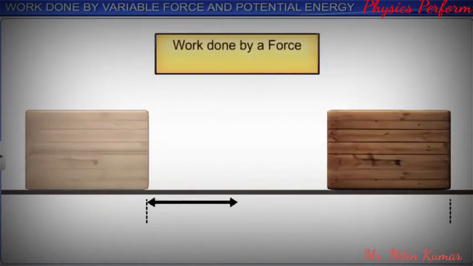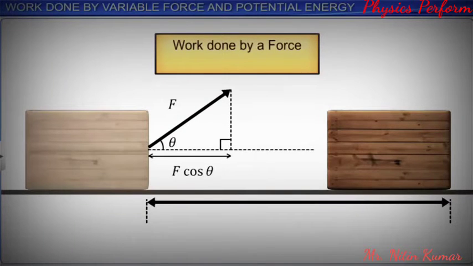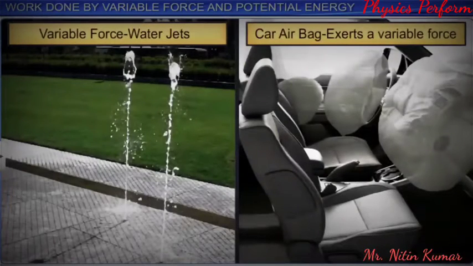We know that the work done by a force F on a body is W equal to Fd cos theta, where d is the displacement of the body and theta is the angle between the force and displacement. But in practical situations, a body may be acted upon by a force which may not be constant and is a variable force. A variable force is a force whose magnitude or direction or both vary during the displacement of a body on which it acts.